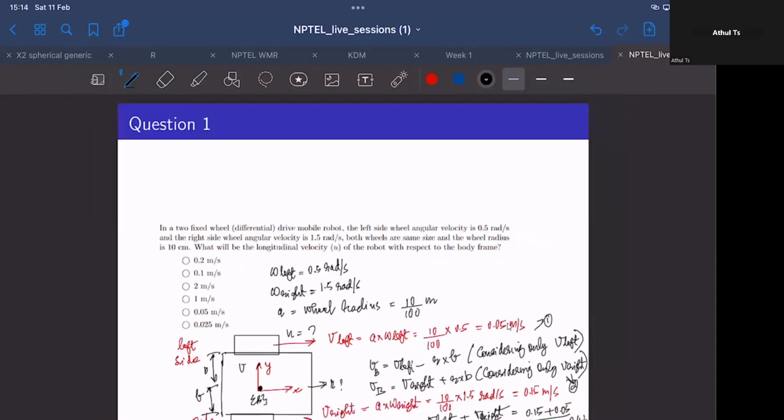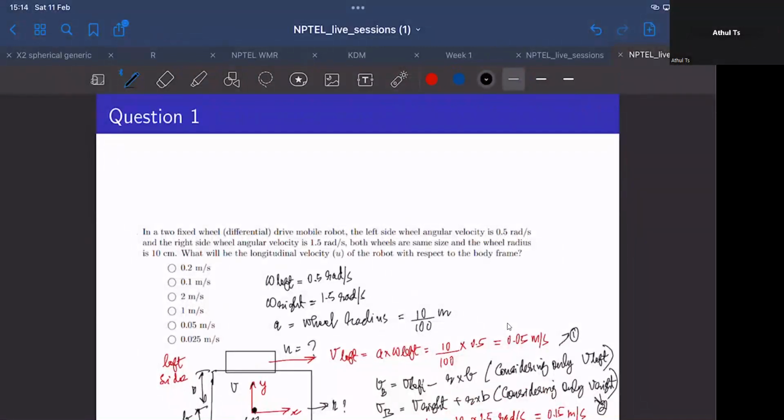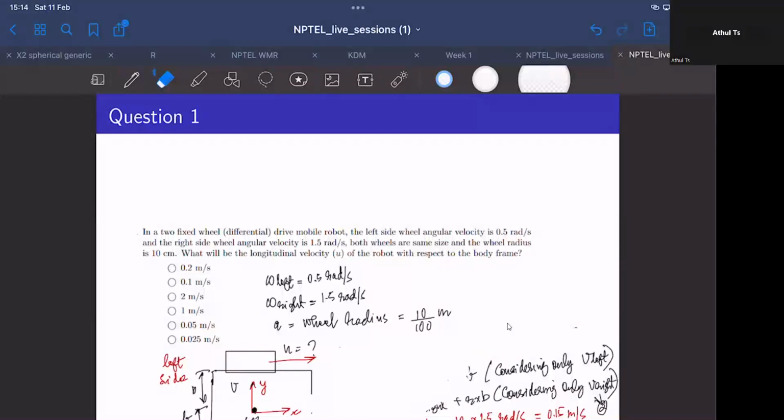I hope my screen is visible. Do I need to explain this once more if the concept is not clear?